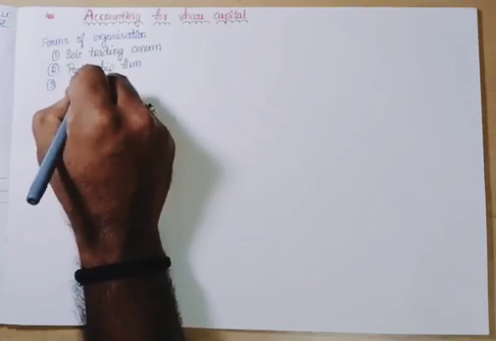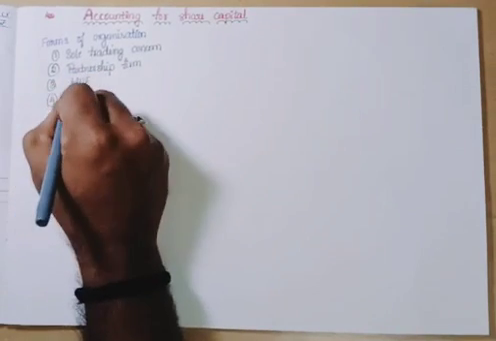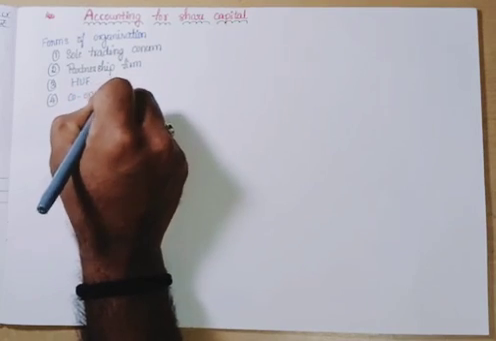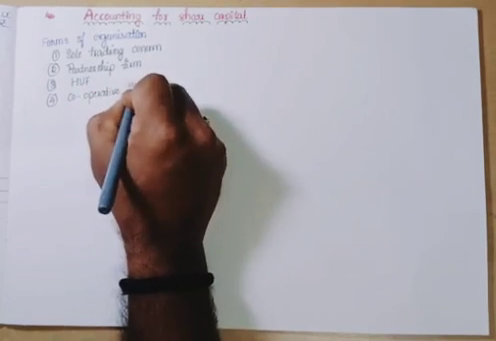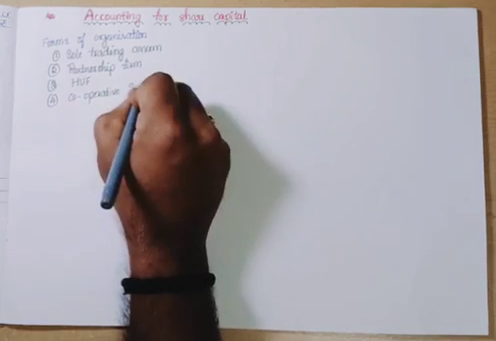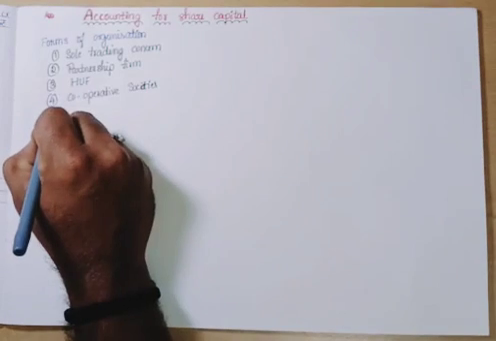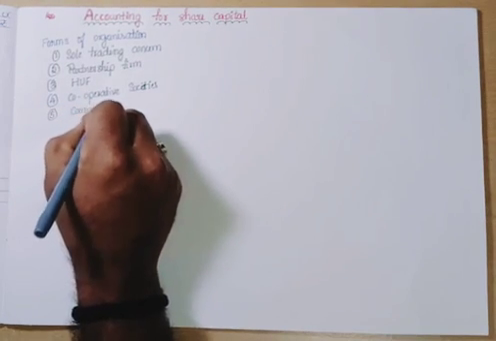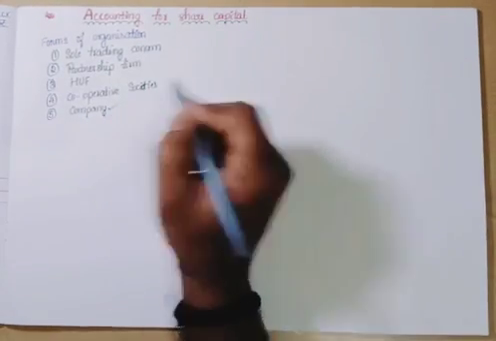Third is HUF, Hindu Undivided Family. And fourth one is cooperative societies. And last one is we have joint stock company. So our chapter is all about joint stock company.